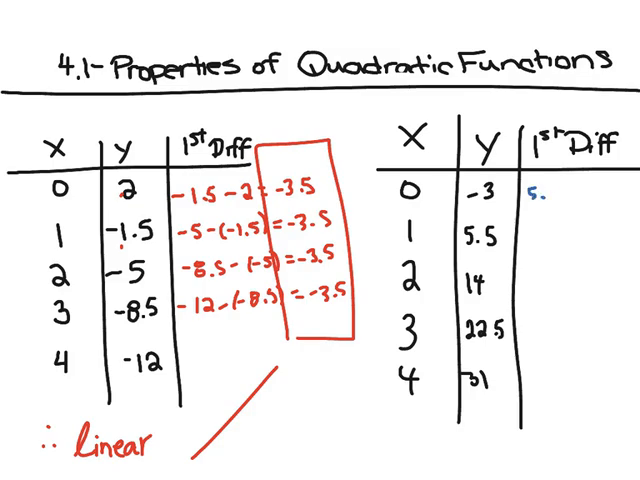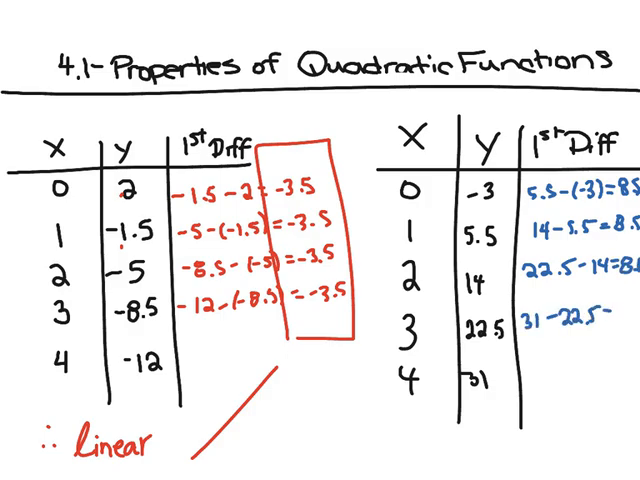For this one, we have 5.5 minus -3, and you get 8.5. 14 minus 5.5 equals 8.5. 22.5 minus 14 is 8.5. And 31 minus 22.5 is, yep, 8.5. These are all the same, therefore this is also linear.